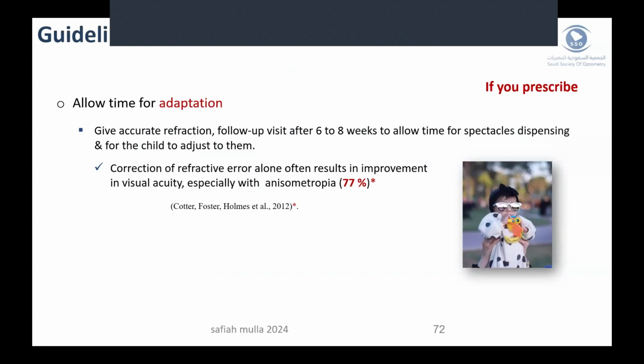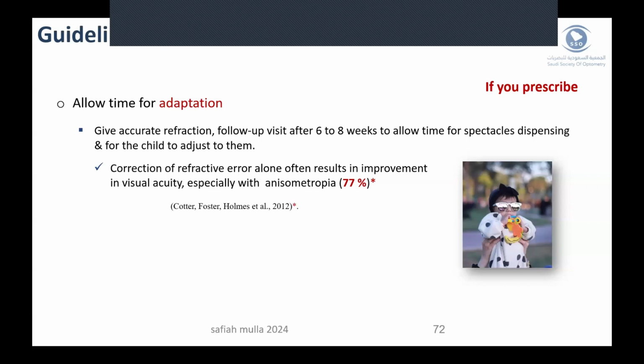Okay, so now we have decided to give the child the prescription, and we considered the factors that we talked about: the strabismus if the child has it, the anisometropia, the hyperopia, the myopia, and now we decided and we write the prescription for the child. If you give the child the prescription and you give them the glasses, then you need to allow time for adaptation to the glasses. So give accurate refraction and then follow up the visit after 6 to 8 weeks to allow time for spectacle dispensing and for the child to adjust to them.